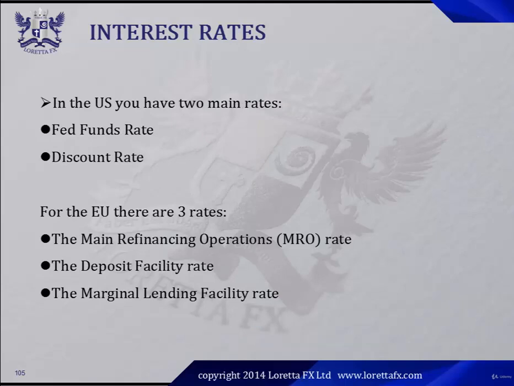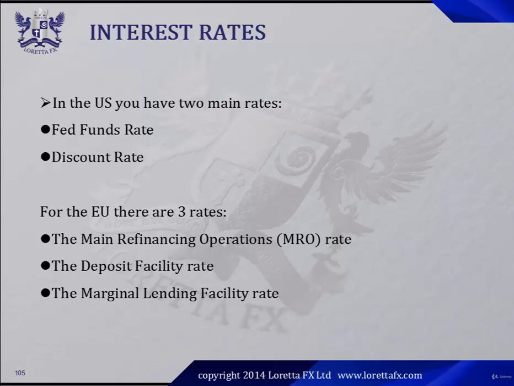Now, in the US, you have two main rates. You have the Fed funds rate and the discount rate. And for the EU, there are three rates. You have the main refinancing operations rate, you have the deposit facility rate, and the marginal lending facility rate. Now, whenever reference is made to the US interest rates, this often refers to the Fed funds rate. And whenever reference is made to the European interest rates, this often refers to the main refinancing operations rate.